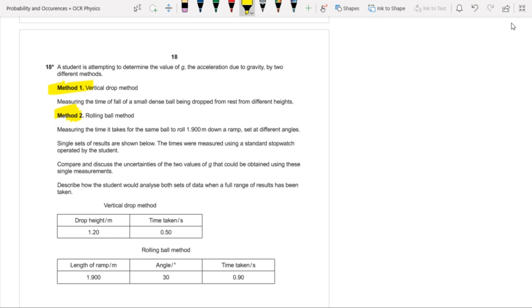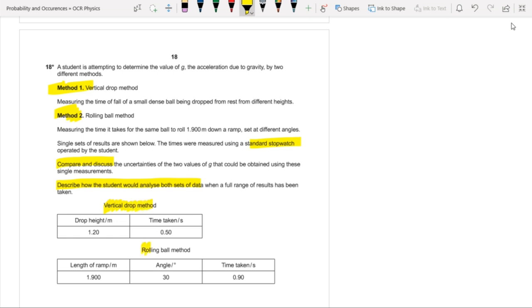Single sets of results are shown below. The times were measured using a standard stopwatch operated by the student. Now compare and discuss the uncertainties of the two values of g that could be obtained using these single measurements, and describe how the student would analyze both sets of data when a full range of results have been taken. Some data regarding the height, time, and the angles are mentioned in the table below.